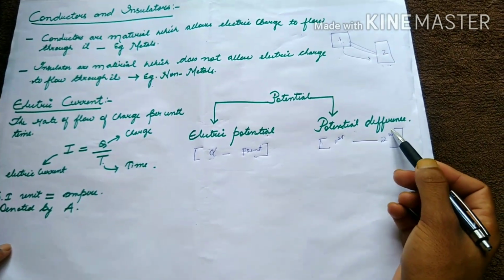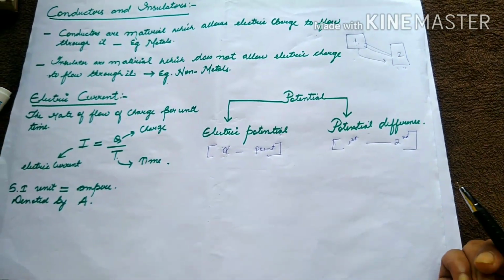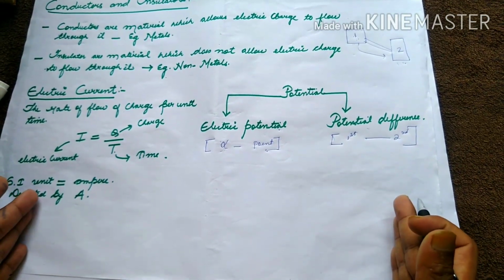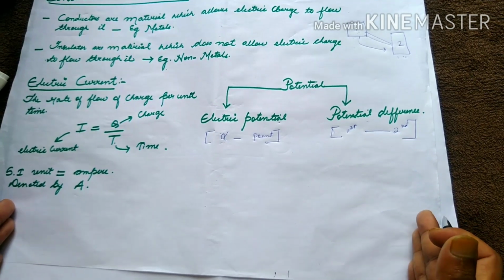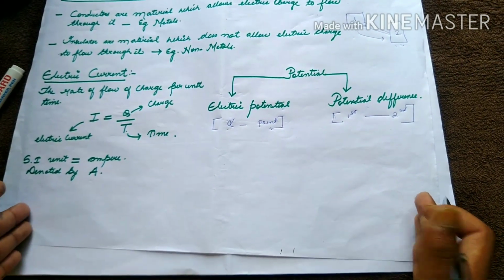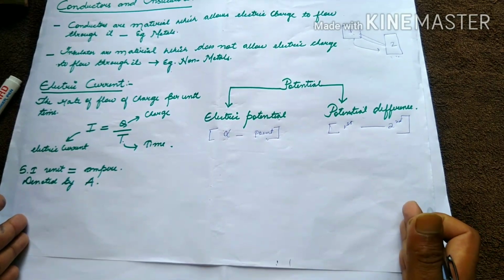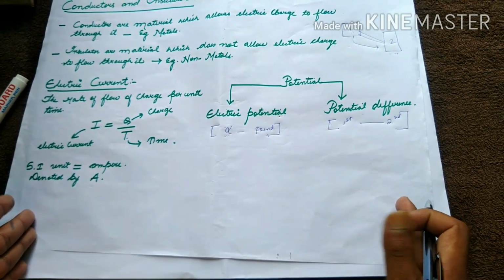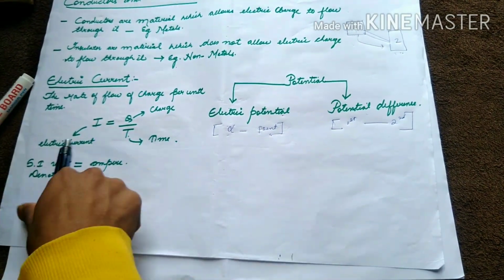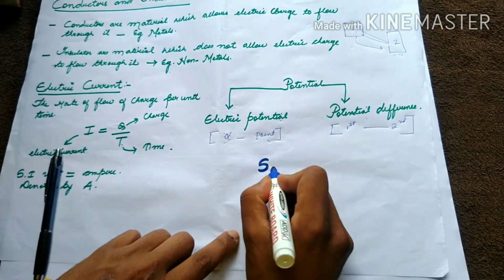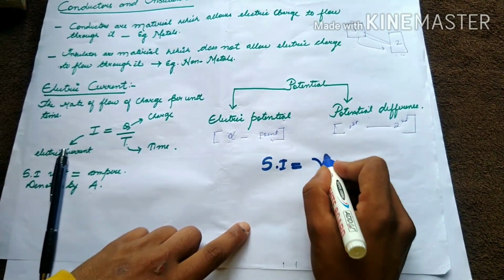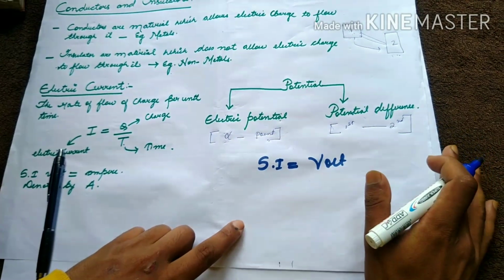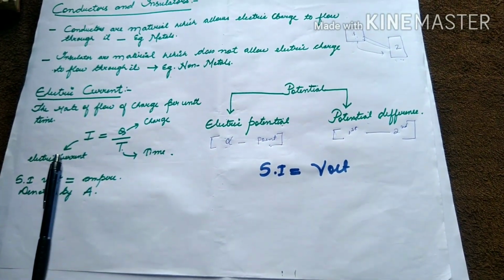And potential difference means between two points of a conductor. Suppose I take a wire this long, and this is our point A and this is our point B. This is our potential difference. If the charge moves from here to here, that is a potential difference. Its SI unit is the volt for both. It is named after Alessandro Volta.